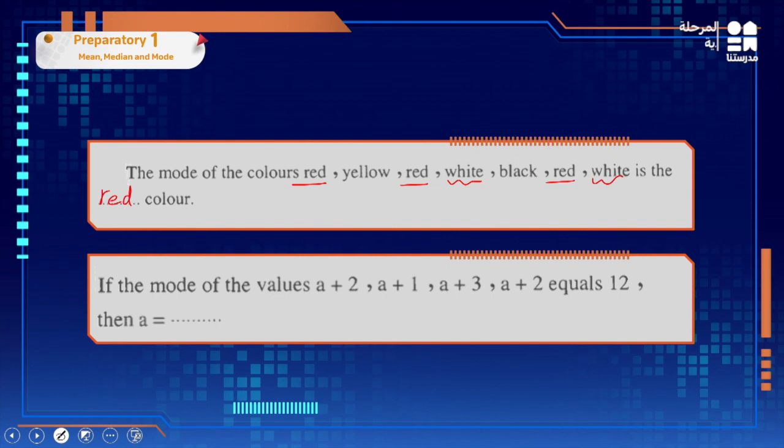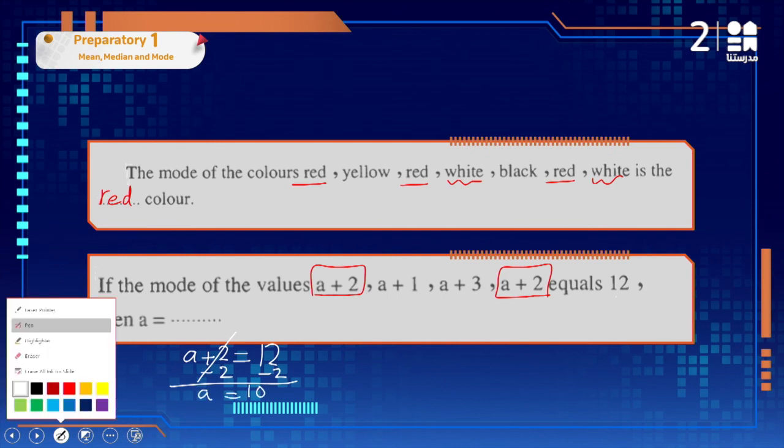The mode of values a plus 2, a plus 1, a plus 3, a plus 2 equals 12. Then a equals what? The most repeated value is a plus 2. It's repeated 2 times and nothing more. So I'm going to write a plus 2, which is the mode. And 12 is given in the question. Then solve this equation. We are going to subtract 2 from both sides and cancel them. A is 10. So the answer is 10.